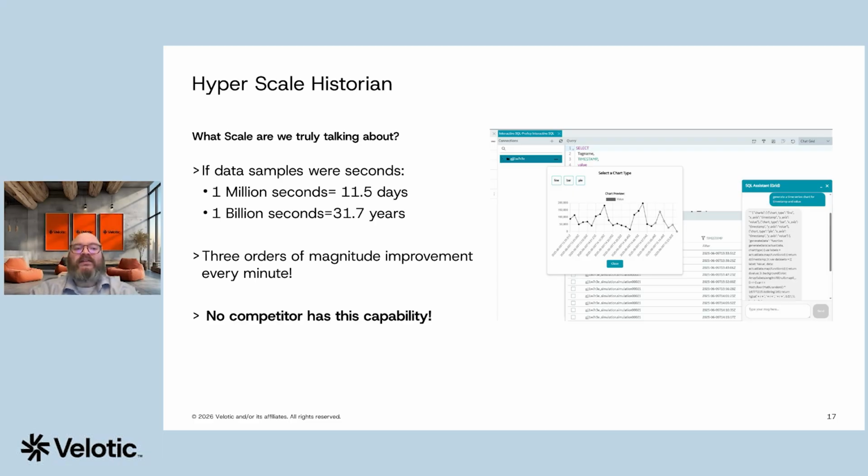The difference in data throughput from the million, which we can do today with Historian, multiple millions, to the billion samples per minute with hyperscale is unheard of. And really, you can see the difference from days to years and decades even. Really, really quite impressive. You'll see this slide a bit later as well.